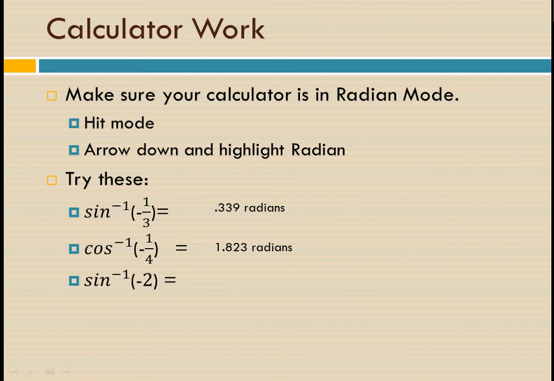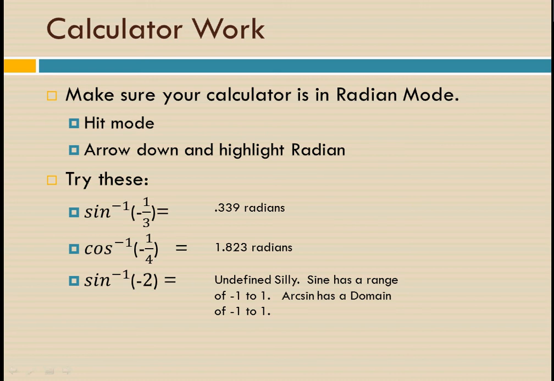Is sine ever negative 2? No, it's undefined. Sine has a range of negative 1 to 1, which means arcsine has a domain of negative 1 to 1. The sine never gets bigger than 1 or less than negative 1. So there is no such angle that has a sine of negative 2. So if you got an error in your calculator, that's why. I tricked you.